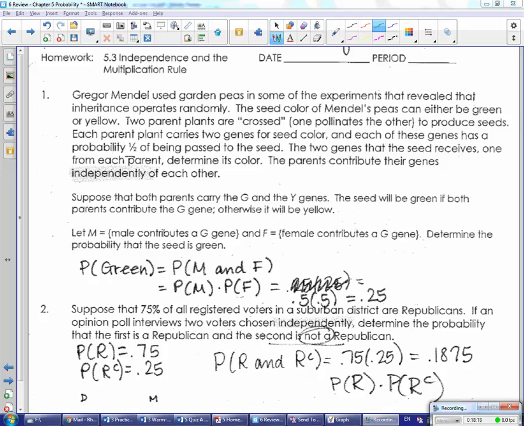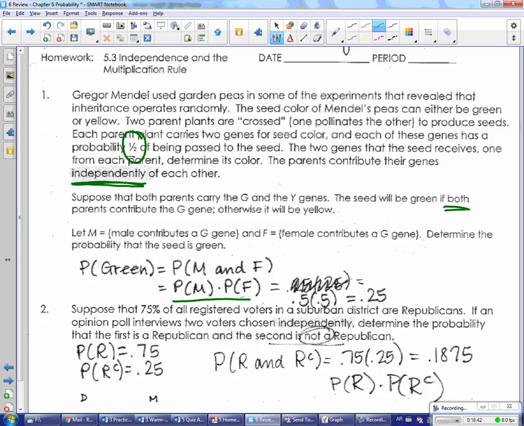Well, it says both of the parents have to contribute a G gene, so according to my events, I'm looking for the probability of M and F. You're told in the problem that there's independence, so I know that this formula is what I need to apply, the probability of M times the probability of F. And in both cases, I think we're told that that's 1/2. That's given information.